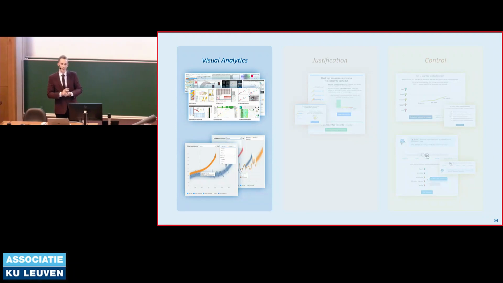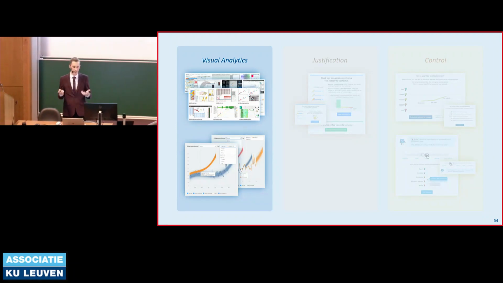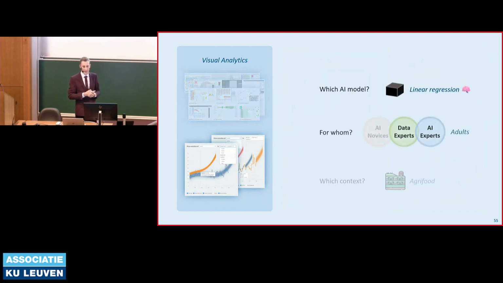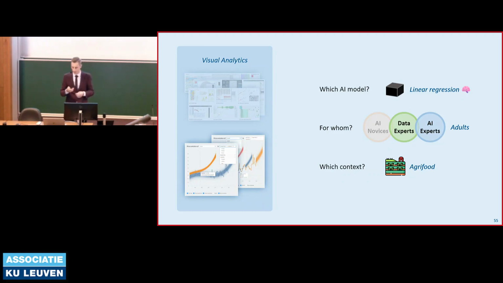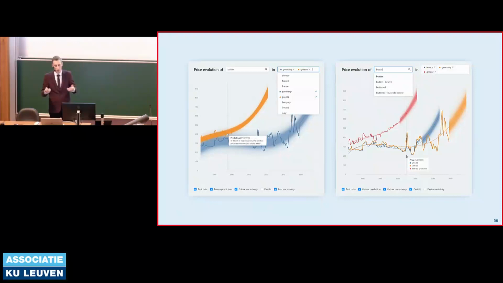So let's go to the second study related to visual analytics. In this study, I created a visual analytics system myself. It's actually a very simple system, typically for data experts and AI experts, as we saw before. It's a linear regression. And this was done in the context of agri-food. So it's like agriculture and food together.